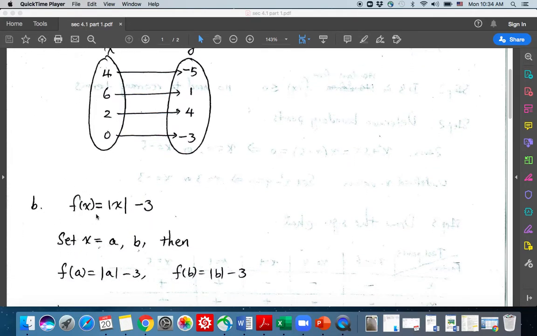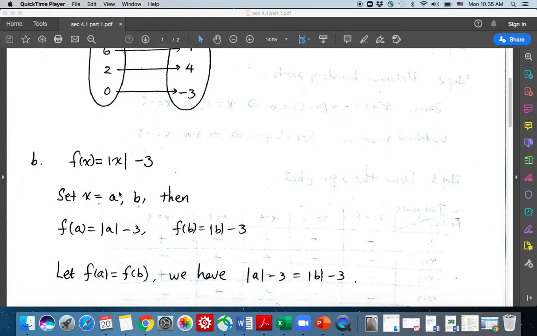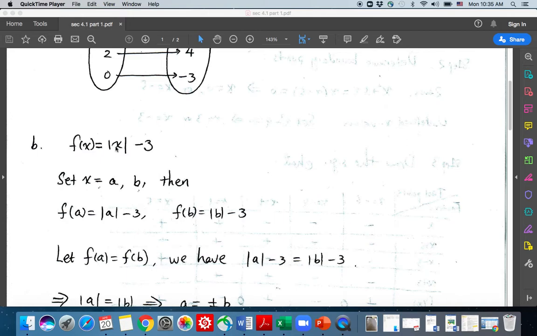So we have the function f of x defined as the absolute value of x minus 3, and we want to determine whether the function defined in such a way is a one-to-one function or not. A one-to-one function, by definition, means different x values have to be mapped to different y values. So to check this analytically using the definition, we're going to set the input x to be two different values.